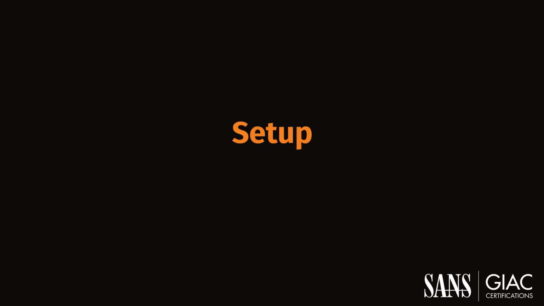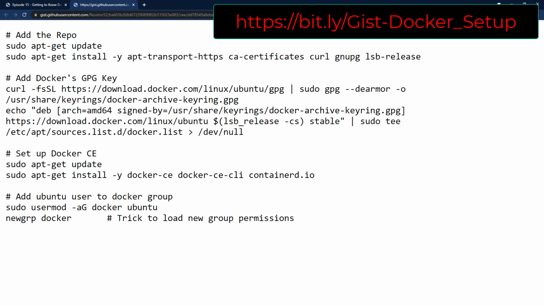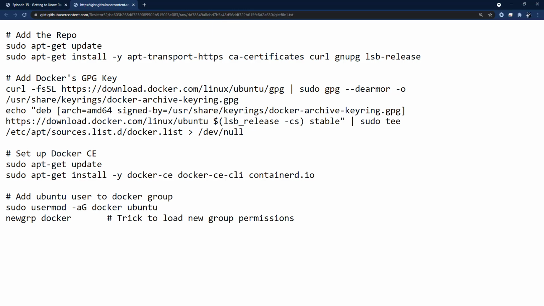We will assume that you have Docker Community Engine installed on an Ubuntu 20.01 machine. Refer to episode 13 for instructions on installing Docker. Or as a shortcut, we have a gist that is hyperlinked in the show notes that will give you all the commands to get all that set up and configured for you.